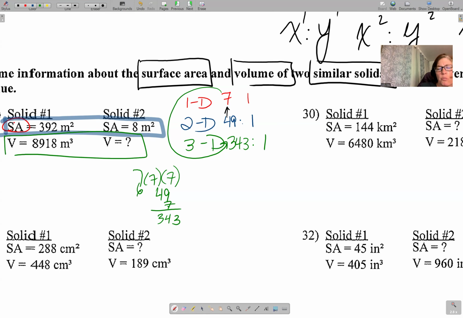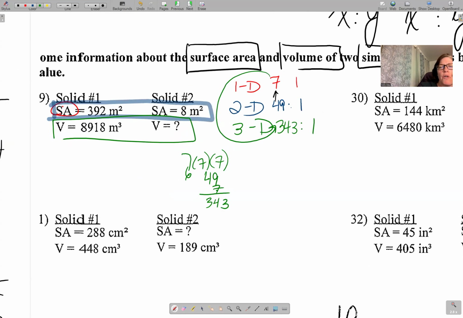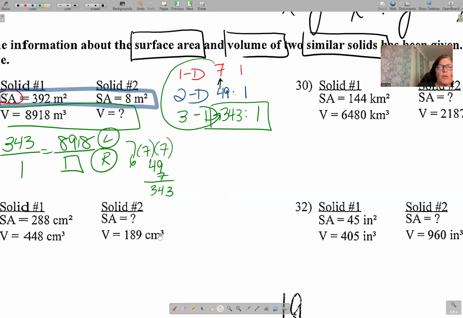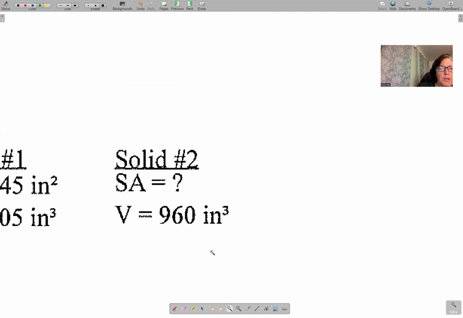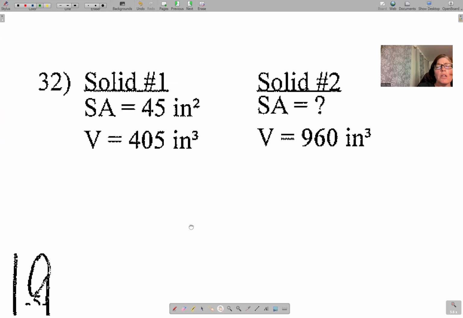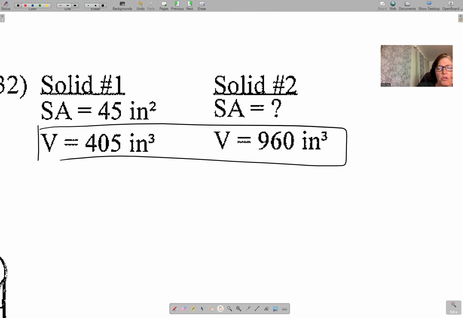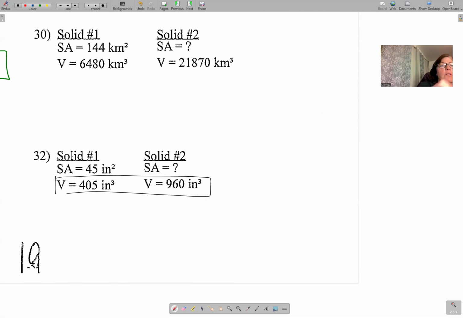Now you take a look and see what ratio you actually have. We want the volume here, so we're going to use the volume equation. So volume, I'm working left to right, 343 to 1 equals 8918 to unknown, left to right. On the right-hand side, you take a look here and you see what we're working with. Here you're starting in volume. So right off the bat, we know we're starting in the third dimension.